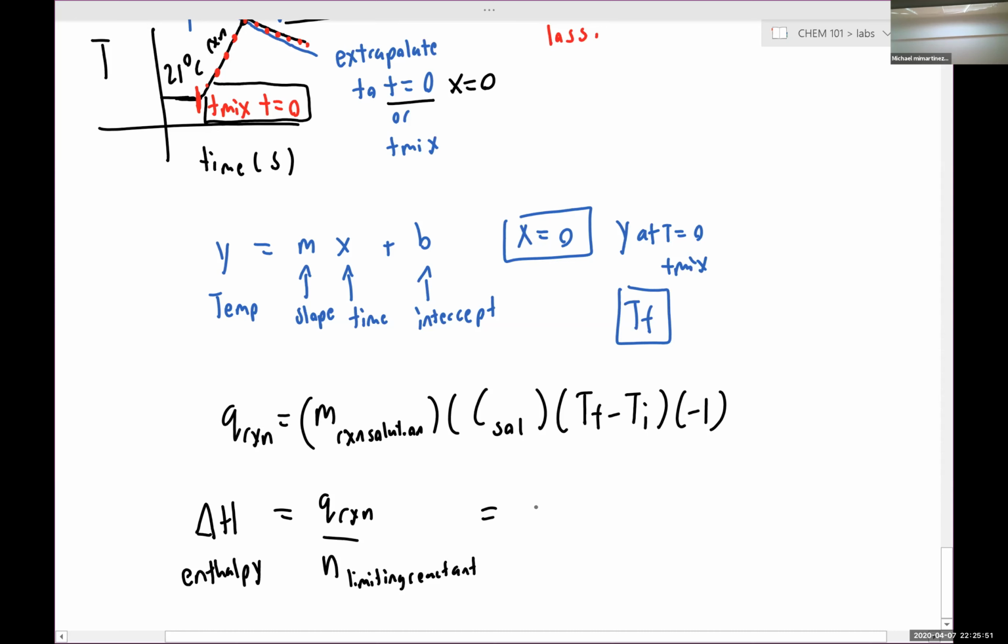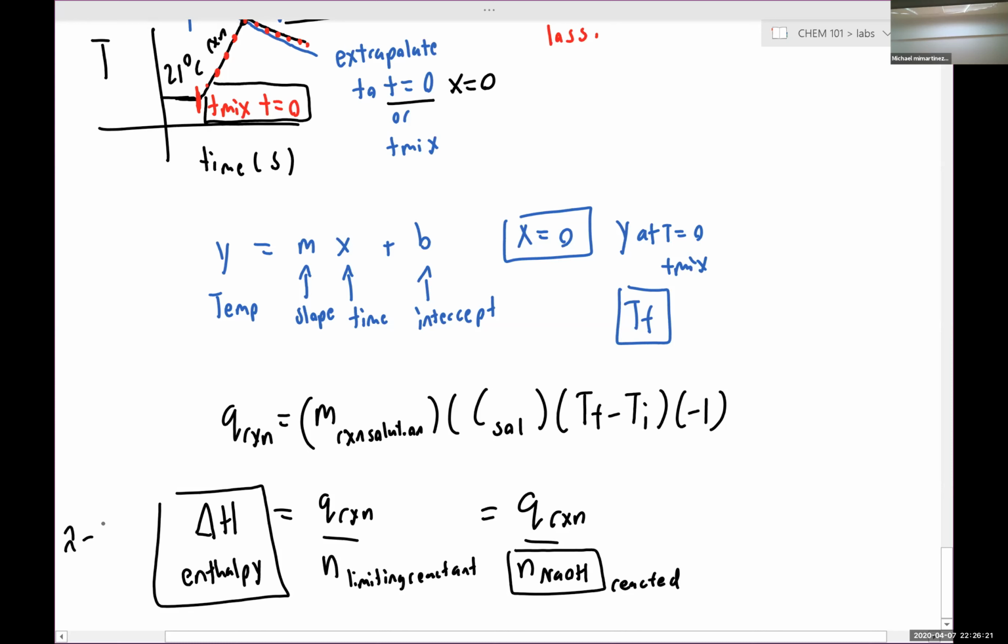And in this experiment, I'll tell you that our limiting reactant is going to be sodium hydroxide. So you're going to take the heat of reaction and divide it by the moles of sodium hydroxide that reacted. And this gives us a standardized way of describing how much heat is generated per mole of chemical species that reacts. And this is the value that you're going to report. It should be about -55 kilojoules if you calculate everything correctly.